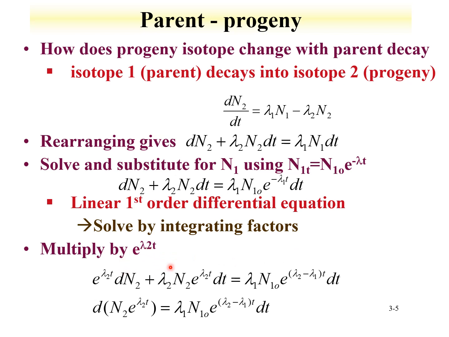Let's multiply by e to the lambda 2 t. The equation then becomes what we see here, where the change of N2 times e to the lambda 2 t is equal to lambda 1 times the initial amount of isotope 1 times e to the (lambda 2 minus lambda 1) t, with respect to time. So we've gone through the equations. We now have this equation, which we further treat to reach our final equation.